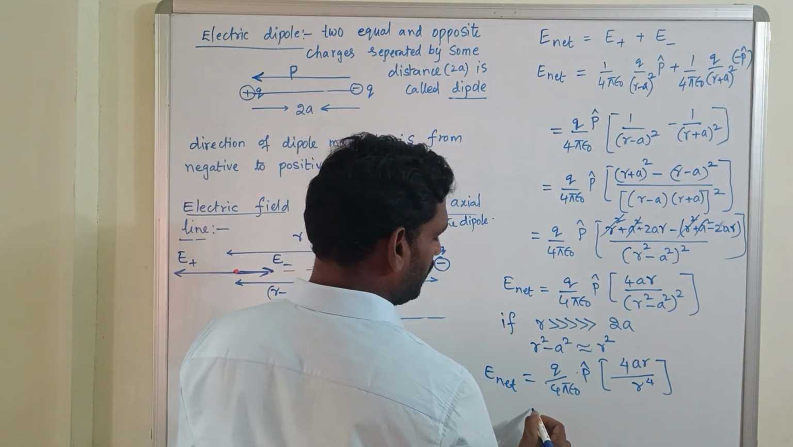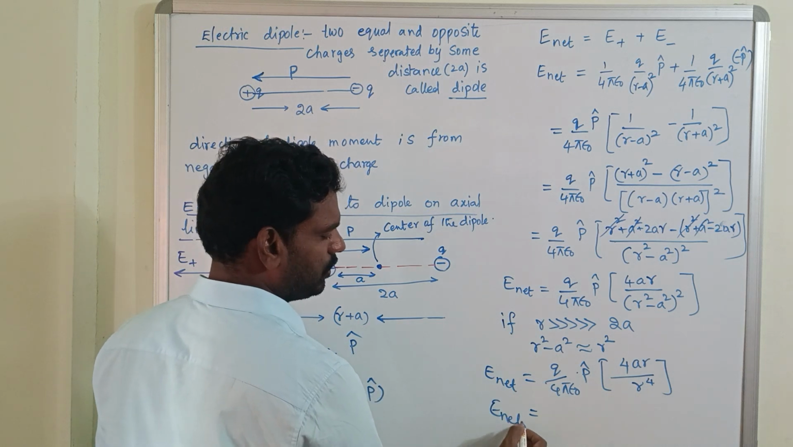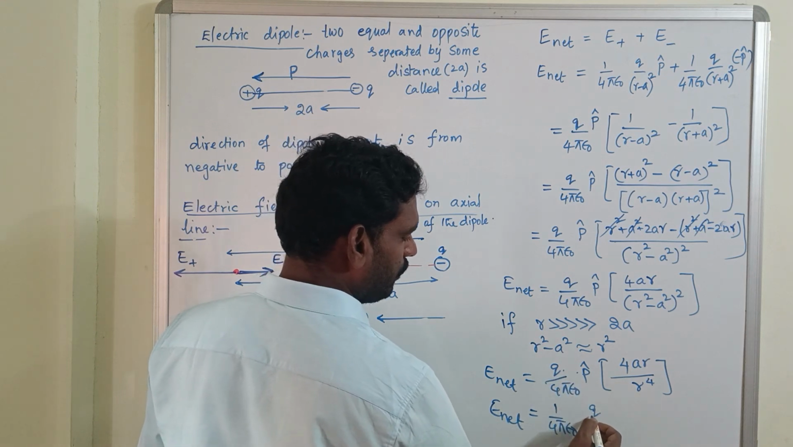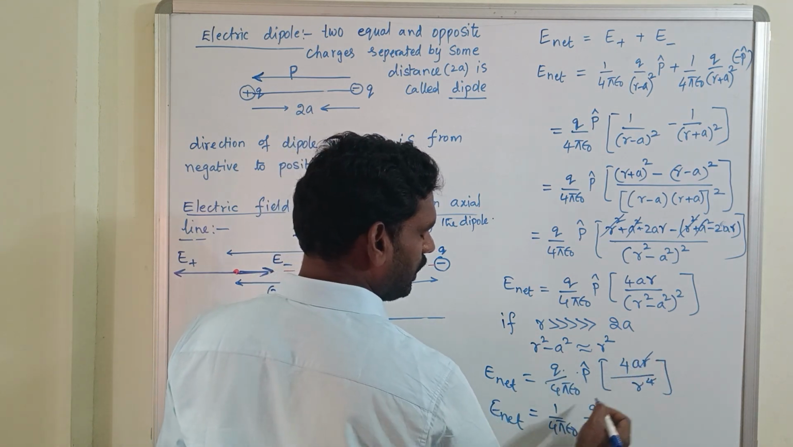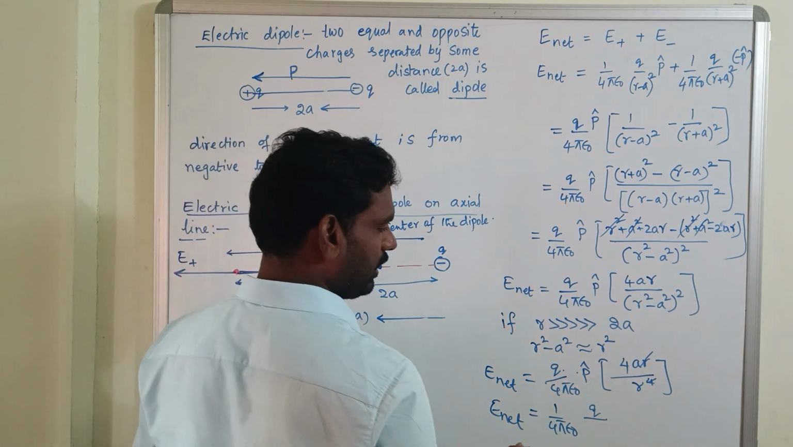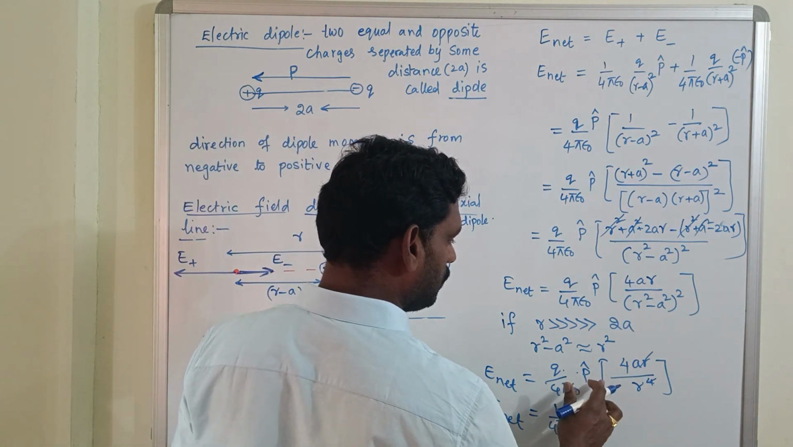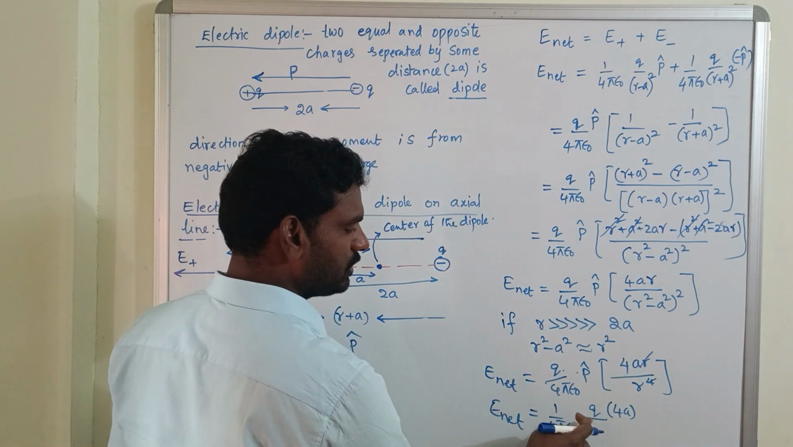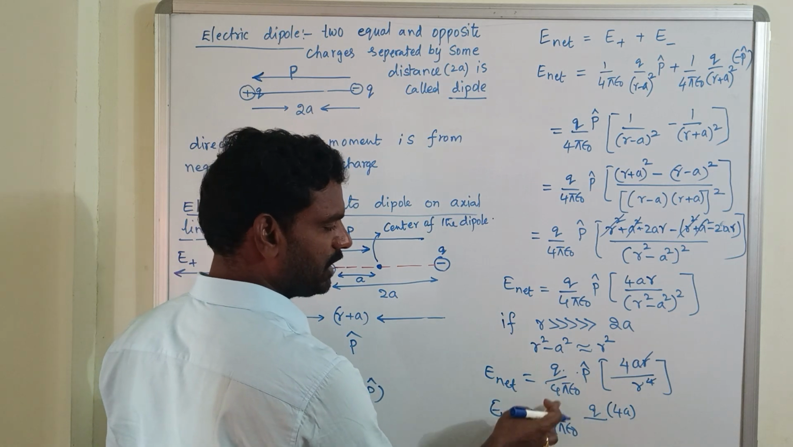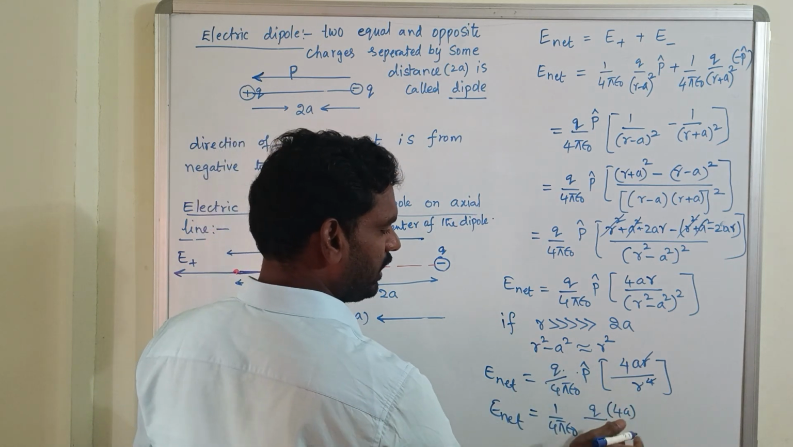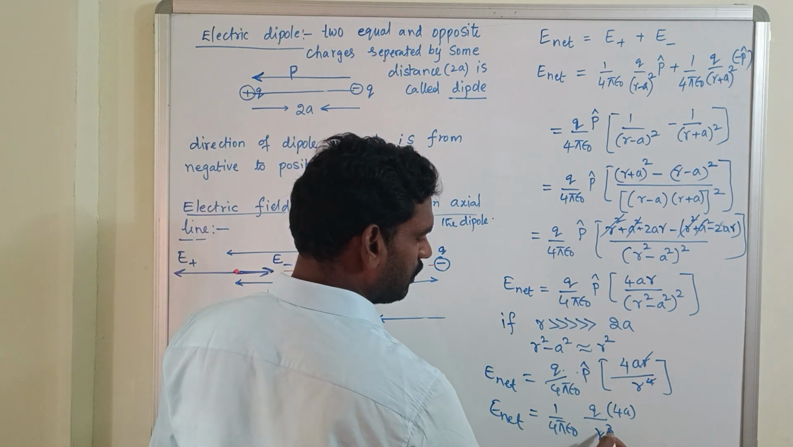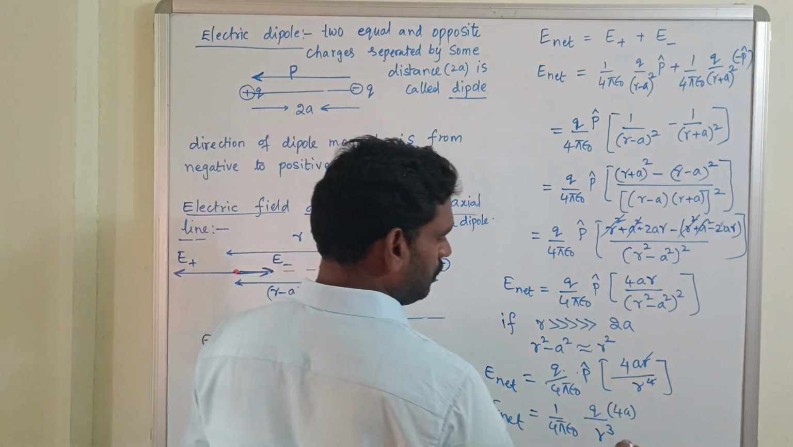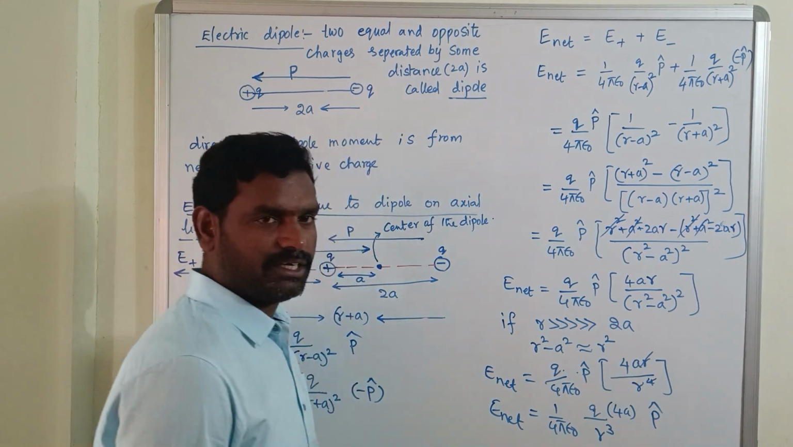So now net electric field due to dipole is equal to 1 by 4 pi epsilon naught, q is there, q divided by r, one r cancels, isn't it right? Q into 4a by r cube, where p cap indicates the direction.